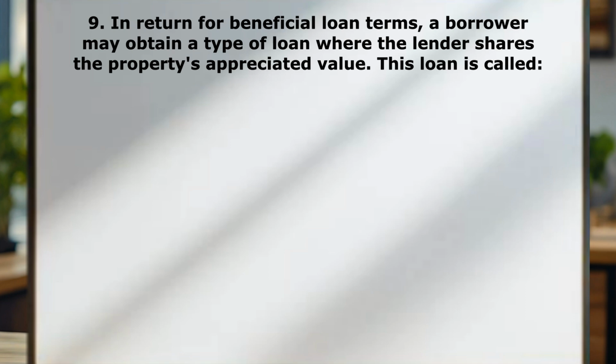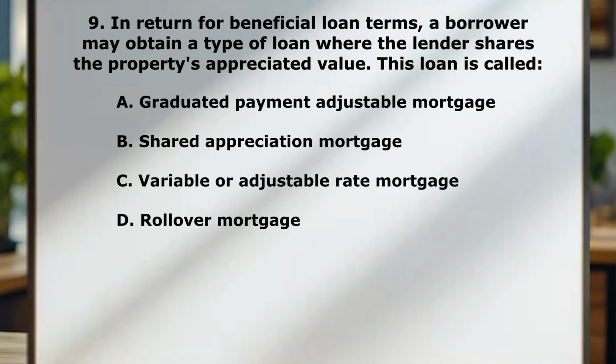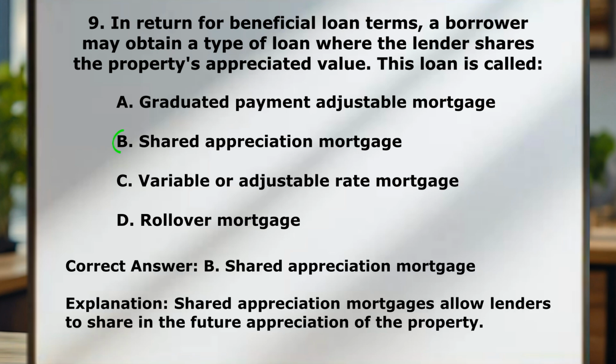Question number 9. In return for beneficial loan terms, a borrower may obtain a type of loan where the lender shares the property's appreciated value. This loan is called A, graduated payment adjustable mortgage, B, shared appreciation mortgage, C, variable or adjustable rate mortgage, D, rollover mortgage. Correct answer here is shared appreciation mortgage.